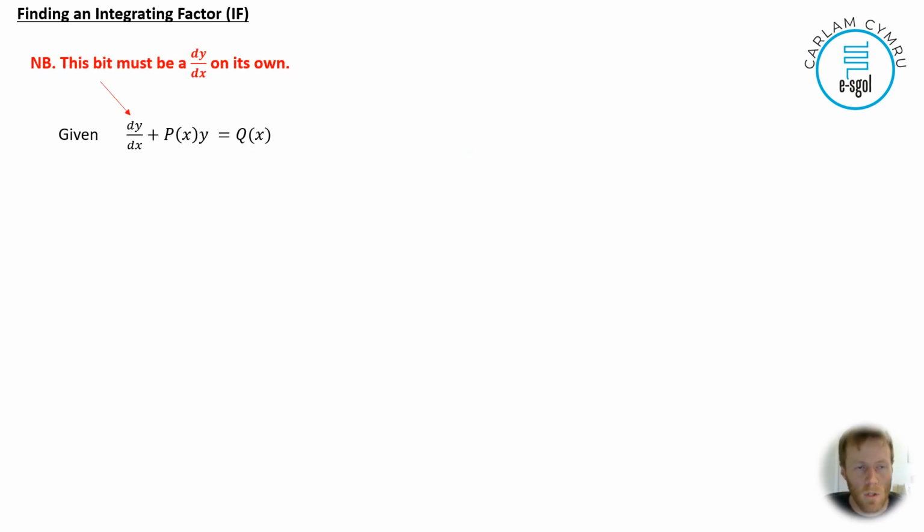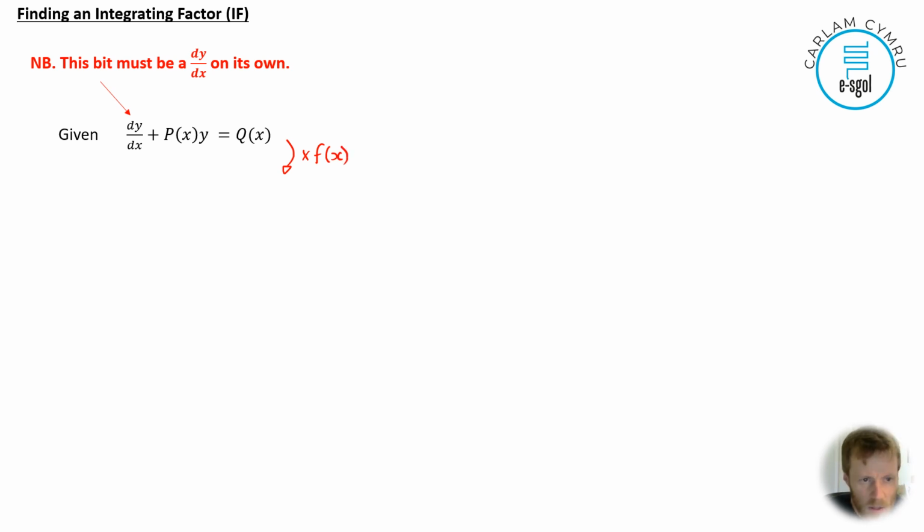Okay, so let's have a look at how we find an integrating factor. We aren't just going to guess, we are going to use a method. It's important to note that this method is only going to work if we have a single dy by dx on its own. Otherwise, this method is not going to work and you need to rearrange it to get it into this format. So our integrating factor, we looked at it just now, you are timesing by some kind of function, and we're going to call that function f of x.